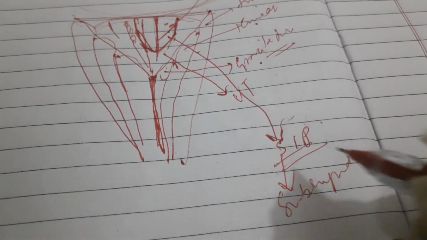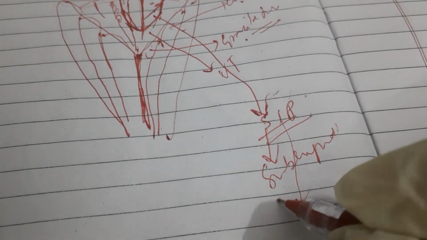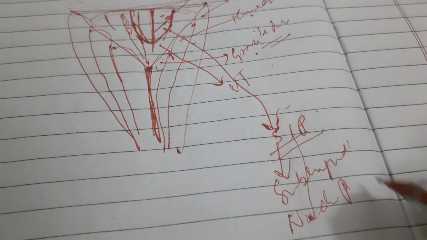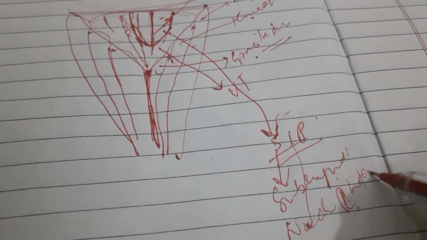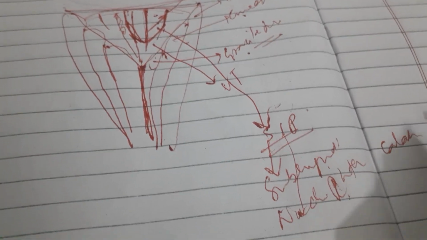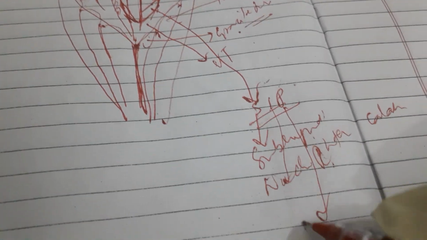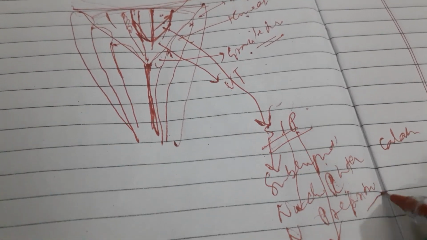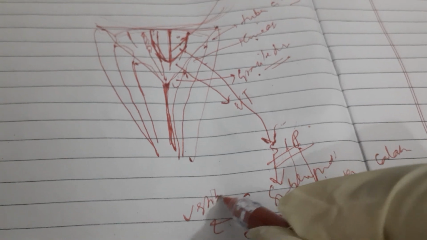Sublingual nucleus, this is nucleus intercalatus, and this is nucleus prepositus, SIP, and this is responsible for the vestibulo-ocular reflex.